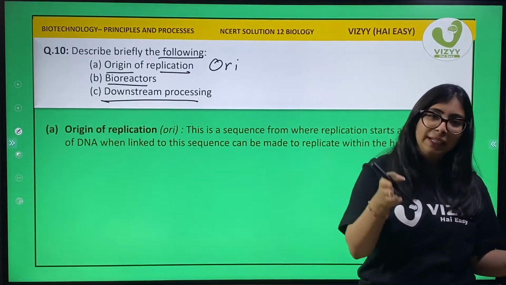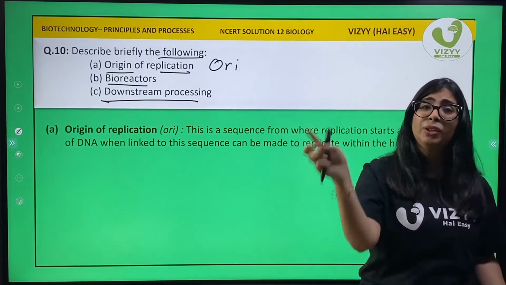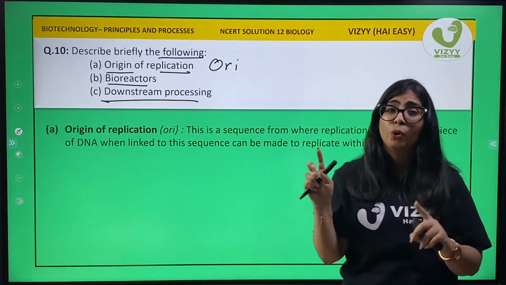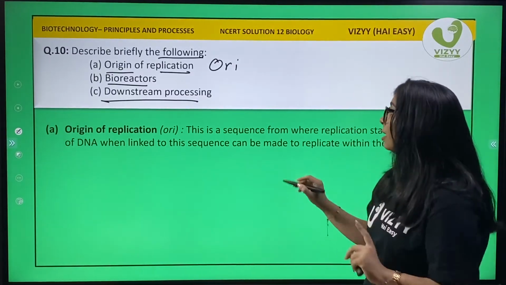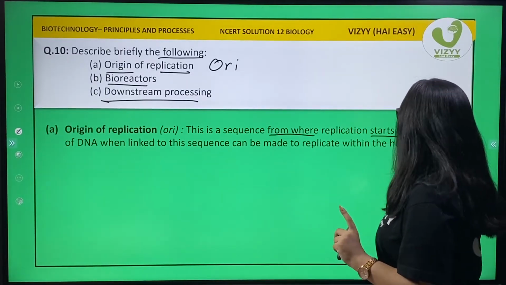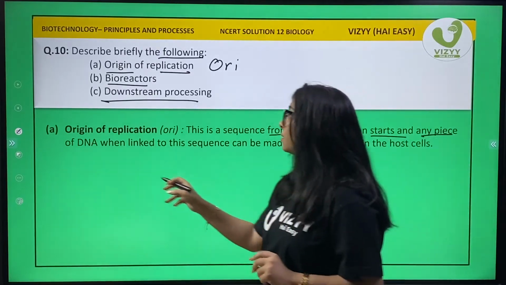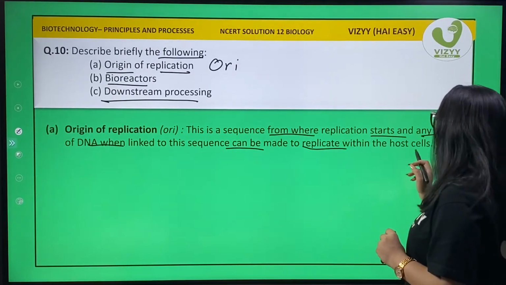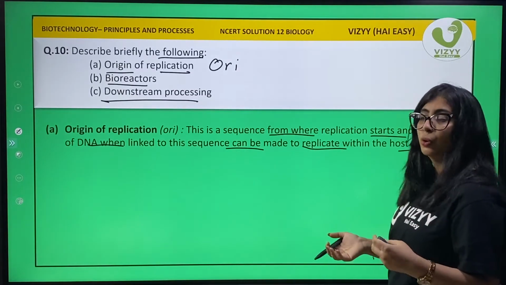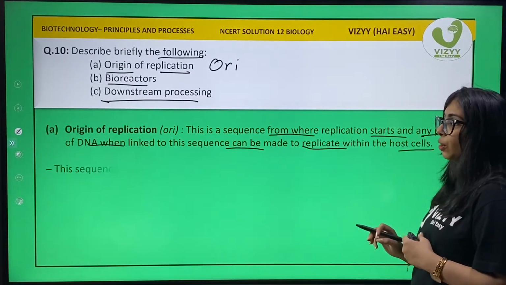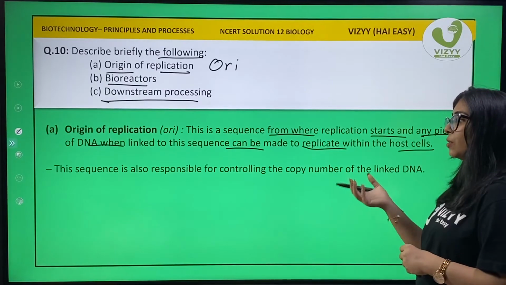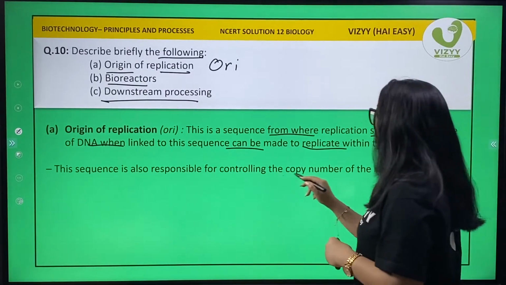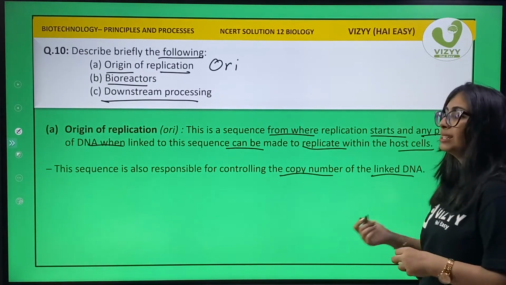Where replication starts, that particular site is known as origin of replication. This is a sequence where replication starts, and any piece of DNA when linked to this sequence can be made to replicate within the host cell. That is known as ORI. Now this sequence is also responsible for controlling the copy number of the linked DNA.